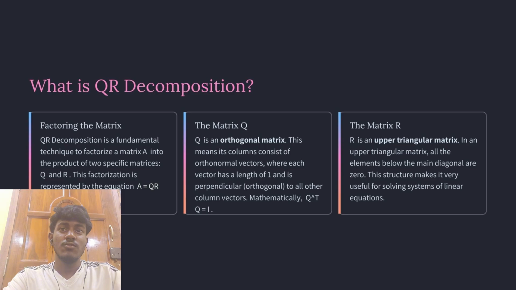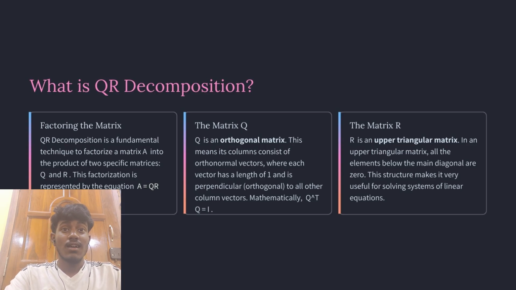What is the matrix Q? Q is an orthogonal matrix. This means it consists of columns of orthonormal vectors, where each vector has a length of 1 and is perpendicular, or orthogonal, to all the other column vectors. Mathematically, Q transpose Q equals I.